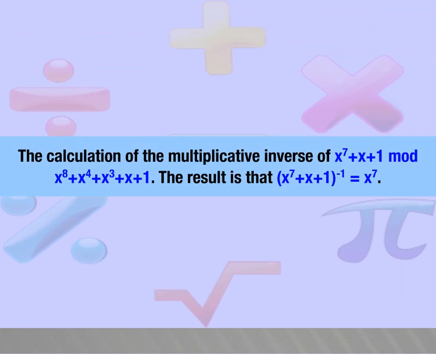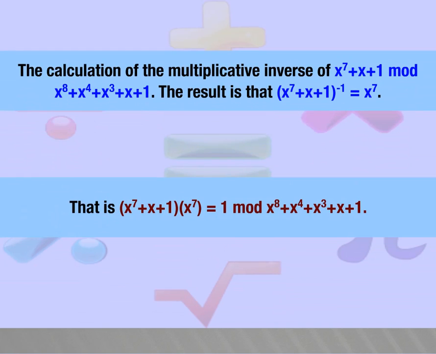The calculation of the multiplicative inverse of x^7 plus x plus 1 mod x^8 plus x^4 plus x cubed plus x plus 1. The result is that the inverse of x^7 plus x plus 1 is equal to x^7. That is, (x^7 plus x plus 1) times x^7 is equal to 1 mod x^8 plus x^4 plus x cubed plus x plus 1.